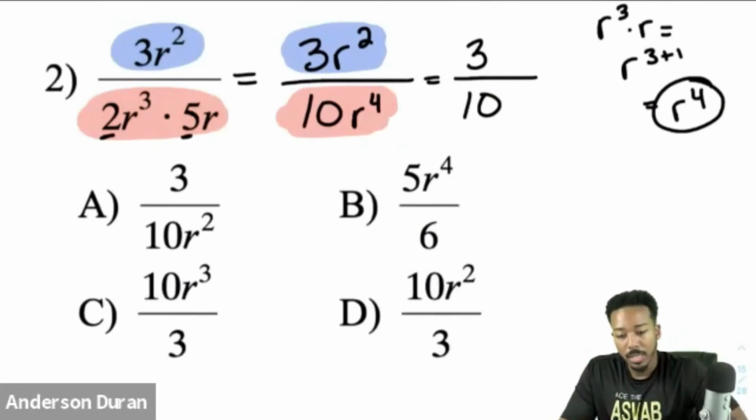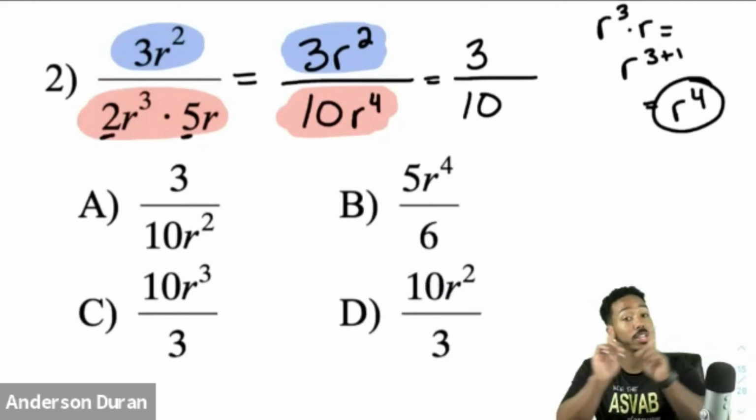But now let's go ahead and take care of r squared and r to the power of 4. How many r's are going to cancel out? Because we have 2 of them up here, 4 of them down there. 2 of them are going to cancel out. Exactly. But let me show you how they're going to cancel out. There are 2 main ways to think about this.